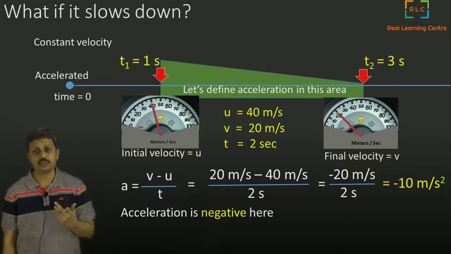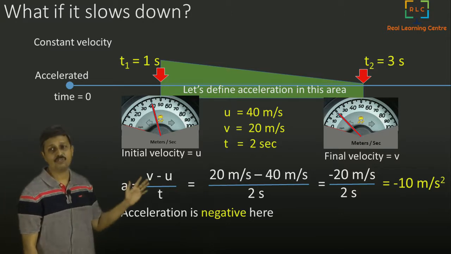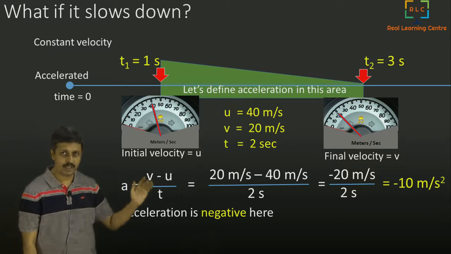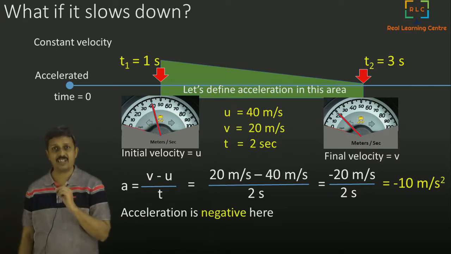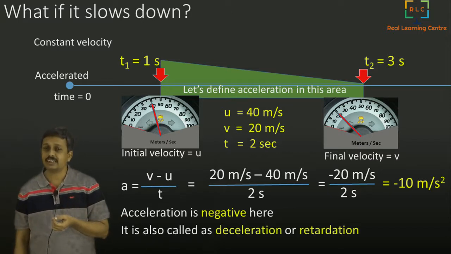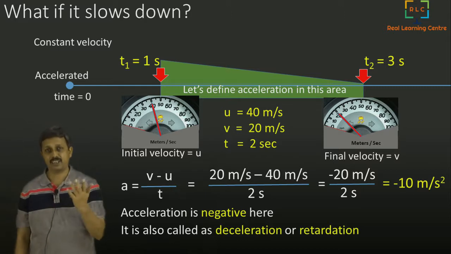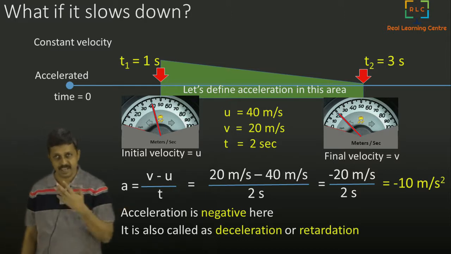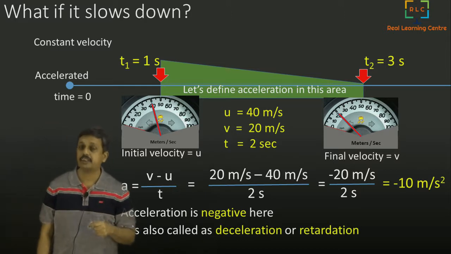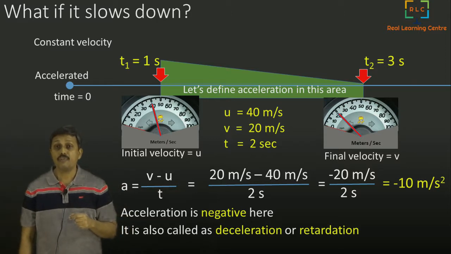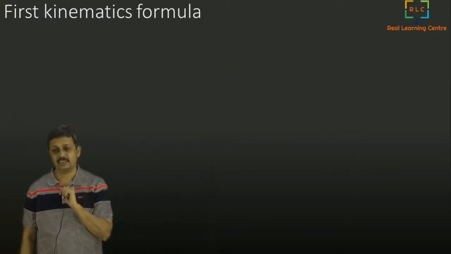So whenever it slows down, acceleration is negative. There is one more word for that: we call that deceleration or retardation whenever it's slowing down. When you apply brake, this is what happens. So now we have kind of understood what acceleration is.